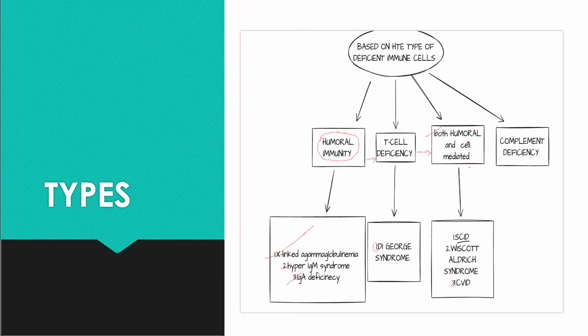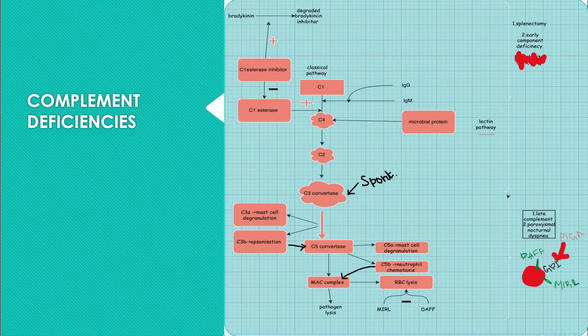Now, as we've covered both humoral and cell mediated immunity defects, we'll go to complement deficiency. We'll talk about complement pathway defects. Now, for the complement pathway, we'll just cover a basic idea of what the complement pathway is and what the components involved are, and then move on to talk about the defects.